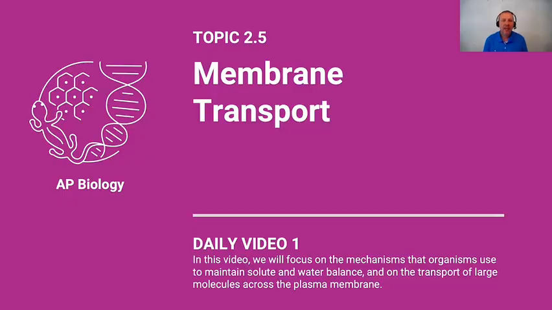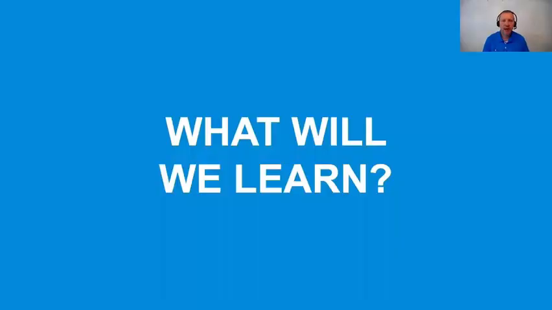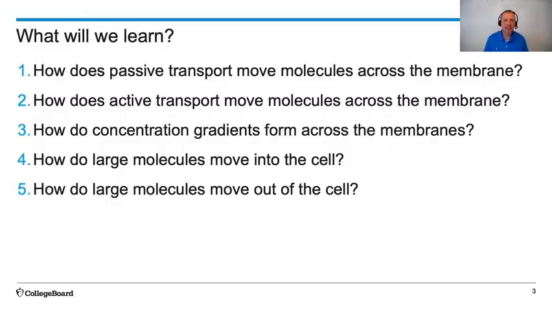Welcome to AP Daily. This is Mr. Burris, and we're covering membrane transport. So today, what will we be learning? In today's lesson, we'll take a look at passive and active transport and how they move molecules across the membrane. We'll look at how concentration gradients are formed, and then finally, how large molecules move in and out of the cell. So let's dive in.